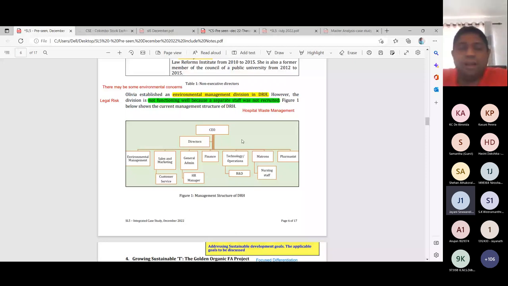So CEO, maybe we don't know. So maybe sometime error, or you can question that one, how the CEO can be staying above the directors.